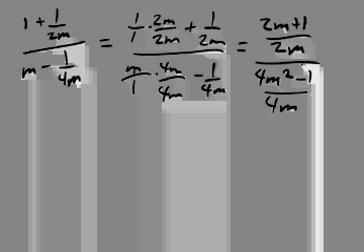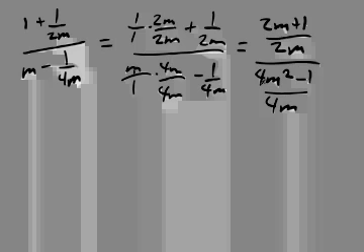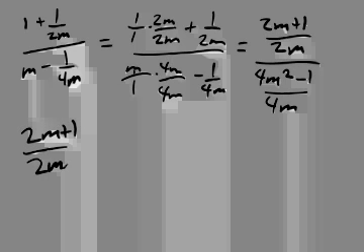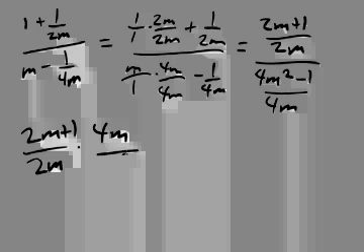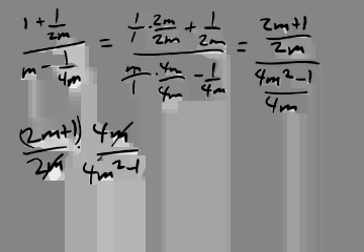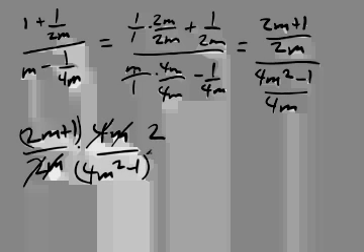And we know that division of fractions is equivalent to multiplication by the reciprocal, so we can rewrite this as 2m plus 1 over 2m multiplied by 4m divided by 4m squared minus 1. We can cancel out the factors m, and we can reduce the 4 over 2 to just 2 over 1. And we are then left with 2 times 2m plus 1 over 4m squared minus 1.